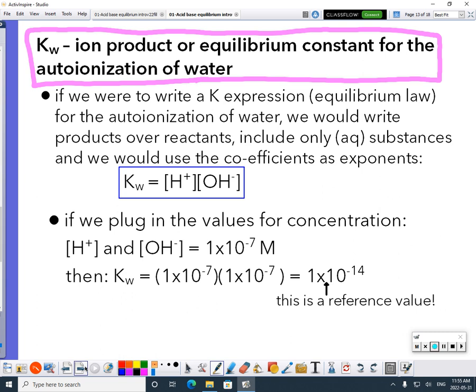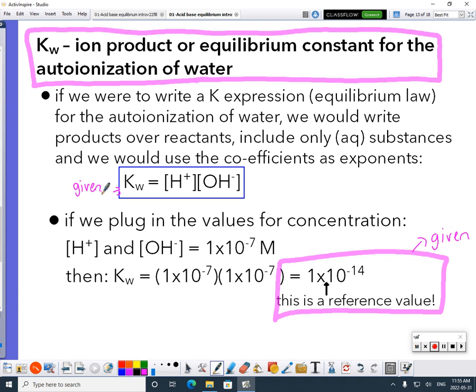So this number, it says it's a reference value, which means it would be given. You would also be actually given the formula. That is a terrible arrow.